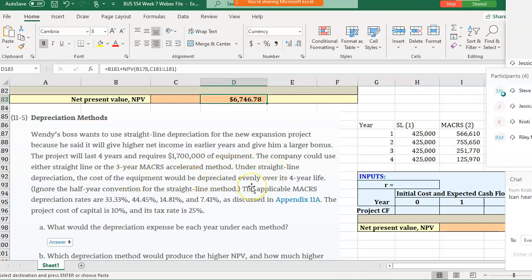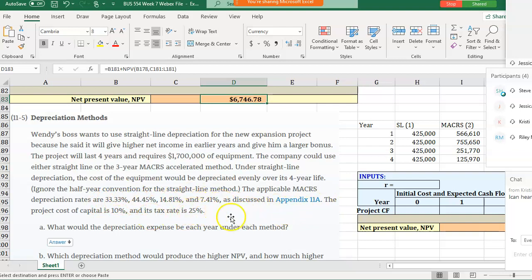So under straight line, that's pretty simple. I think a lot of you probably remember straight line. Just take the cost of 1.7 million and divide it by 4 years. We get an amount per year. They're telling us that for MACRS, there are appropriate depreciation percentages to use each year. Appendix 11A, and there's a hyperlink if you're looking at your ebook. You just click on that, it takes you right to the table and it'll pop up for you. But they're giving us the rates, so they're making it pretty simple for us.